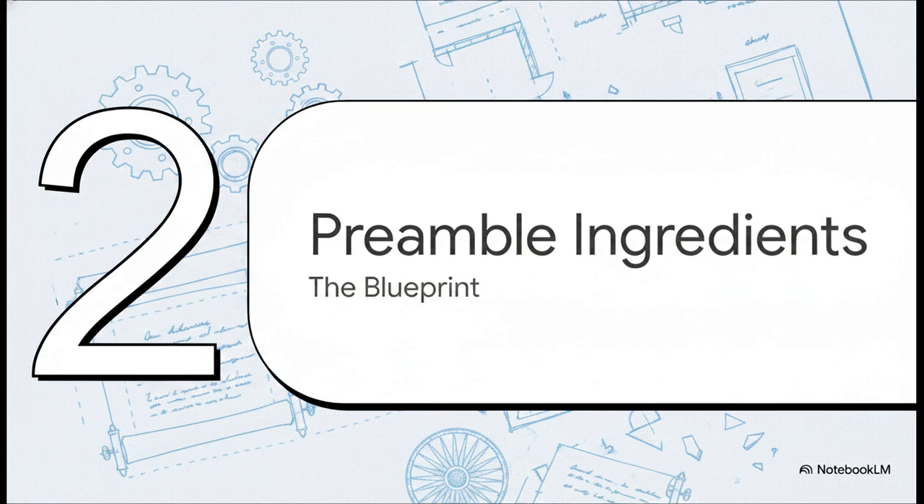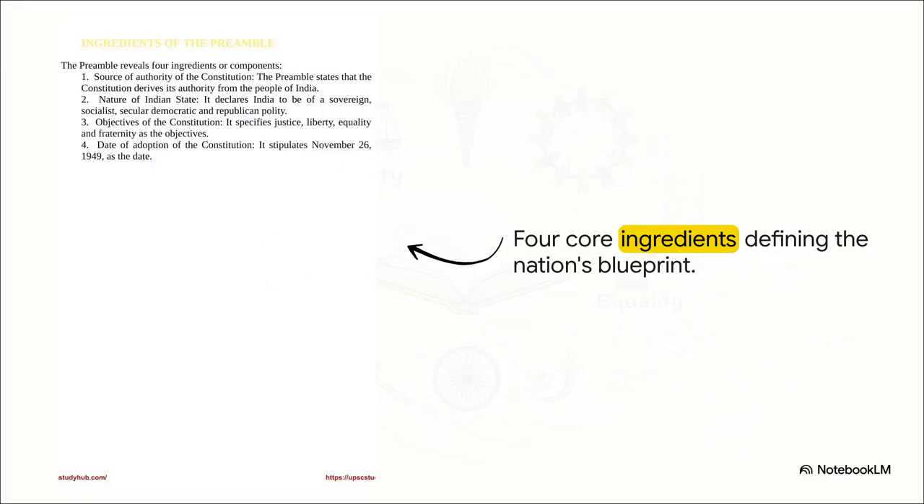Moving right along to Section 2, the ingredients of the preamble. This is basically the blueprint. If you treat the preamble like a brand new piece of tech, these are its 4 core hardware specifications. First, the source of authority. It clearly states that the Constitution gets its power directly from the people of India.